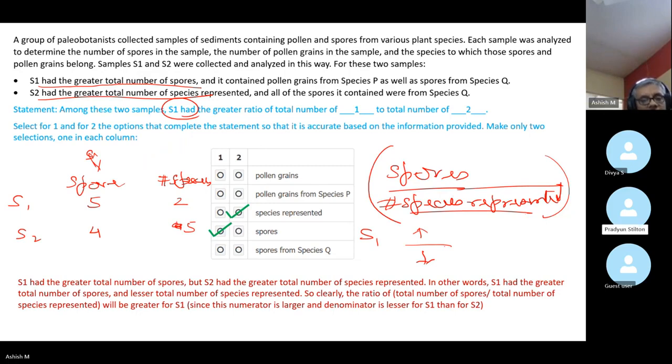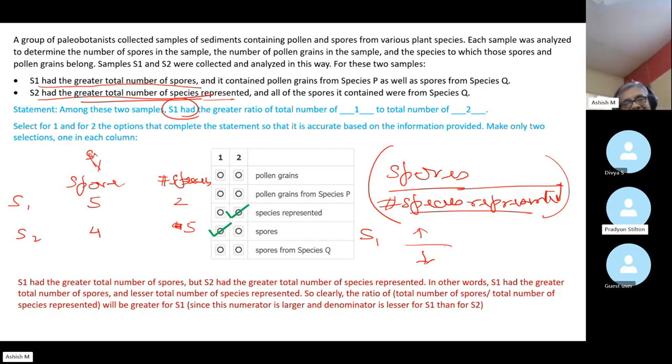So that is what I was talking about. I thought that it was just analyzing S1 and we're just analyzing S2 here. So S2 had a greater total number of species compared to its spores, right? No, I really doubt that. When it says S2 had a greater number of total species represented, I'm reasonably sure it's talking about compared to S1, compared to the number of species in S1. Then that is really easy if they've given it that way, right?